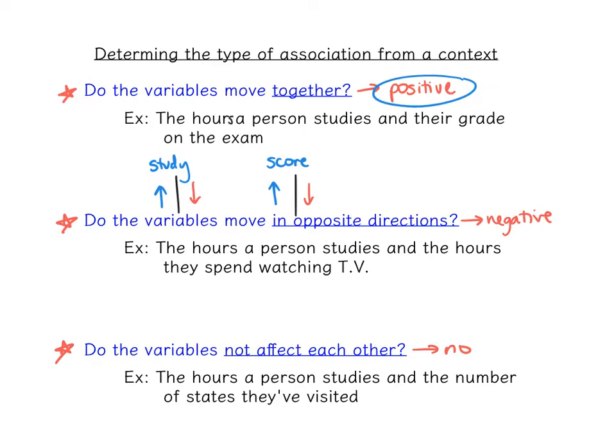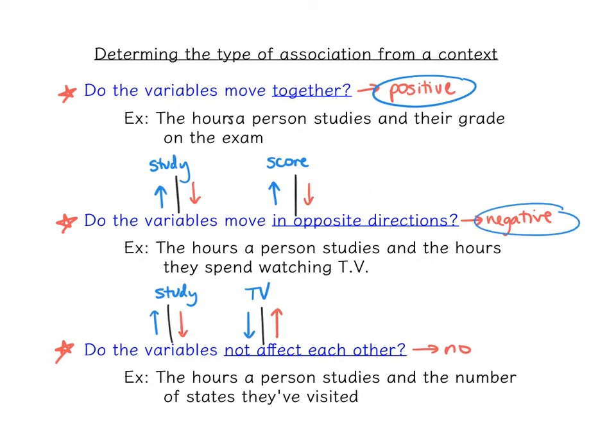Let's look at the next one. The hours a person studies and the hours they spend watching TV. So here we're talking about the amount you could study and the amount you could watch TV. Well, let's say that you study for a lot of hours. That means there's less hours to watch TV. Or vice versa. If you don't study that much, that means you have more hours to watch TV. So here they're going in opposite directions. More for one means less for the other. That means that this example would have a negative association.